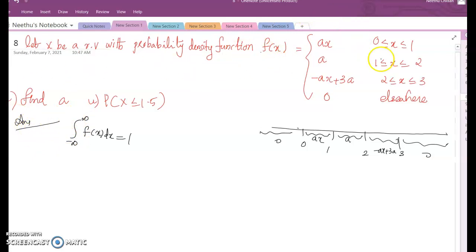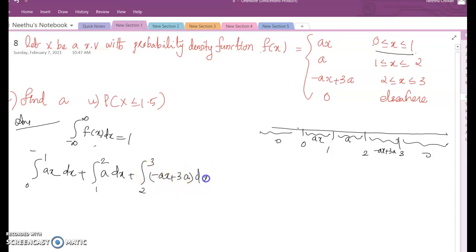We split according to the function intervals: 0 to 1, 1 to 2, 2 to 3. First, integral 0 to 1 of ax dx, plus integral 1 to 2 of a dx, plus integral 2 to 3 of minus ax plus 3a dx, plus the rest. Other than 0 to 3, that is from minus infinity to 0 and from 3 to infinity, it is 0.